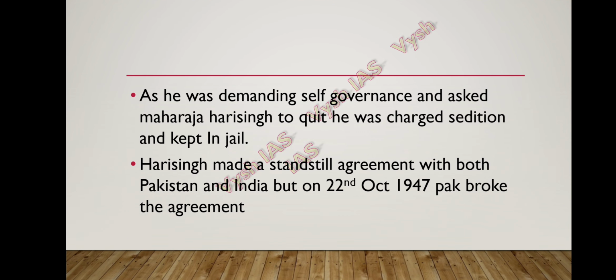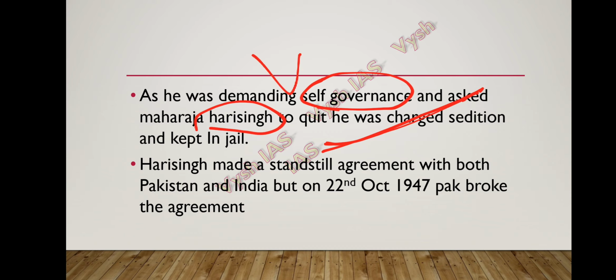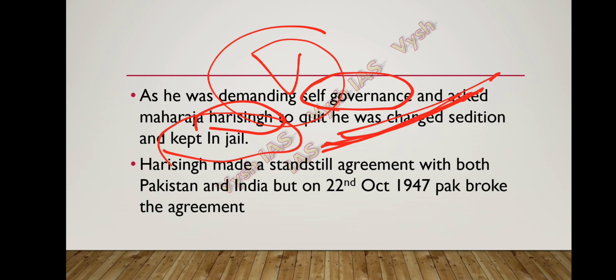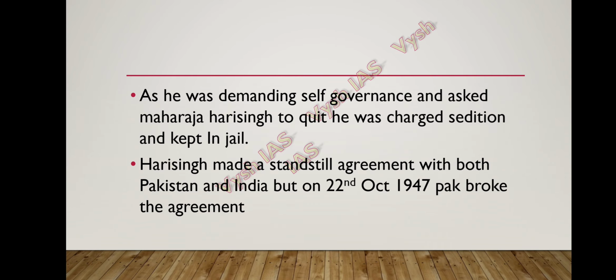He was demanding self-governance through these conferences, and he asked Maharaja Hari Singh to quit. Because he raised his voice against the state, he was charged with sedition by Maharaja Hari Singh, and Sheikh Abdullah was kept in jail.